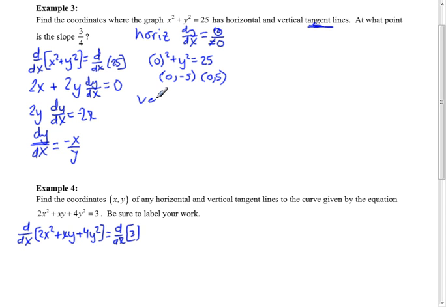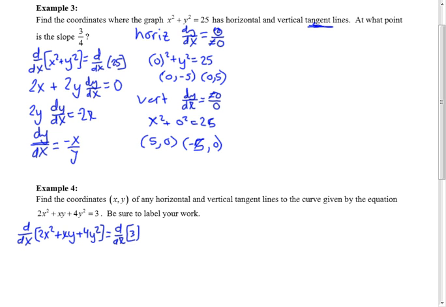Okay, when we talk about vertical tangent lines, our slope, or our dy/dx, is undefined. So that means we can't have 0 in the numerator, and we want 0 in the denominator. So this time we're setting y equal to 0. So we're going to have x squared plus 0 squared equals 25. Solving this, we get x equals plus or minus 5. So we're going to have the 2 points, (5, 0) and (-5, 0), where our function has vertical tangent lines.